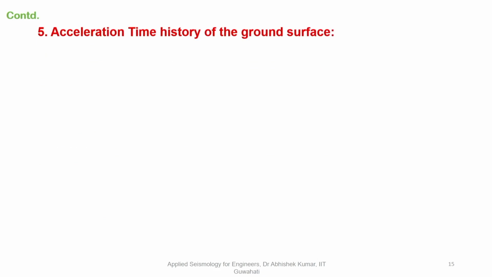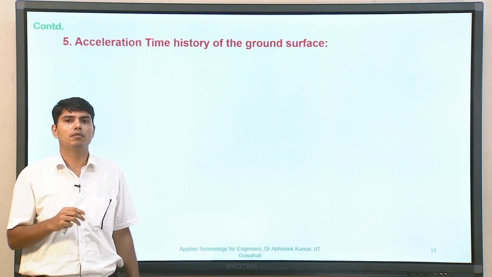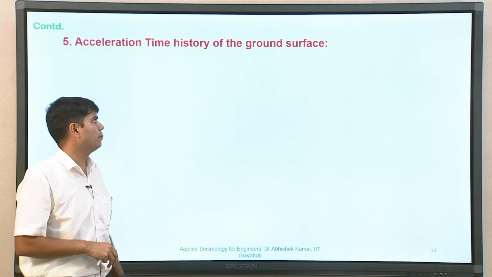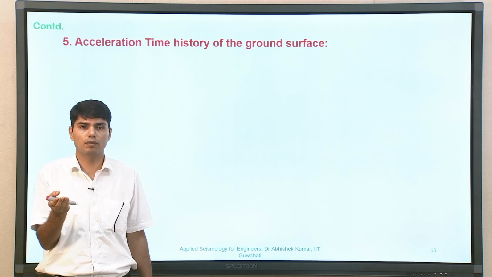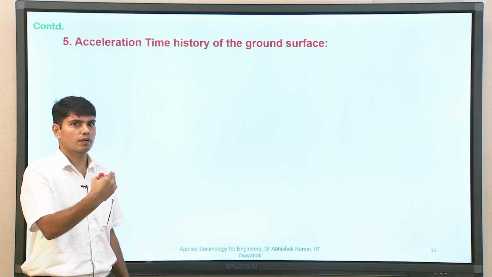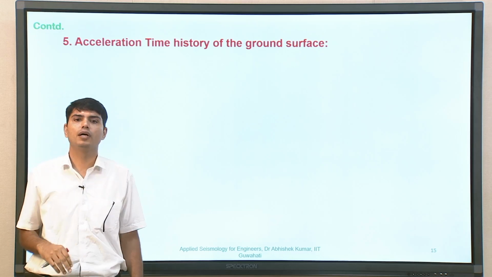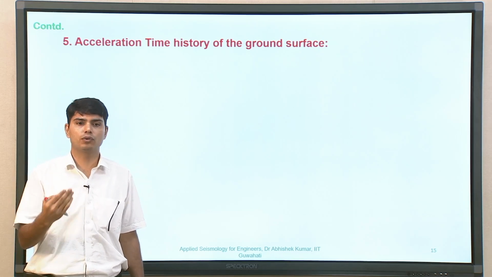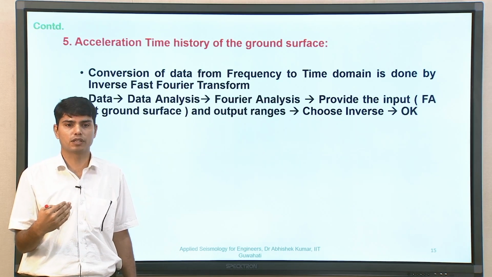Now, based on this process you have determined the Fourier amplitude at the ground surface, which now has to be transferred from frequency domain to time domain. If you remember, the ground motion was given in terms of acceleration time history at the base of the soil column. Now, based on this product of Fourier spectra and the transfer function, that is going to give you acceleration Fourier spectra at the ground surface, which has to be converted to acceleration time history. That can be done again using inverse fast Fourier transformation.